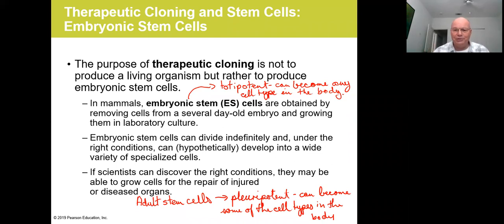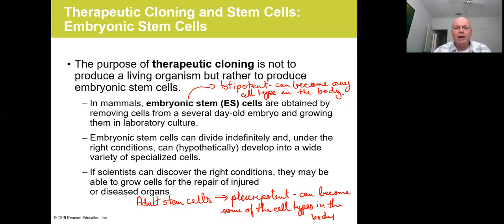We all have these adult stem cells in our body. The problem is that they're buried in amongst lots of other cells, and it's very difficult to recognize which are the adult stem cells from the other cells, because they're all mixed up together. But all of our organ systems have some of these adult stem cells in them for the purpose of repair and replacement.